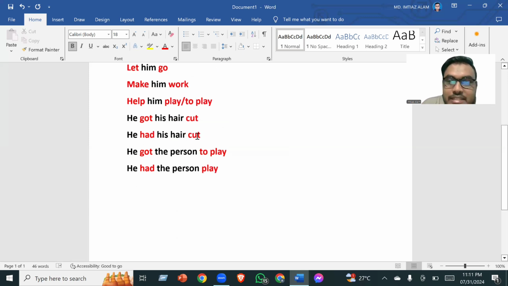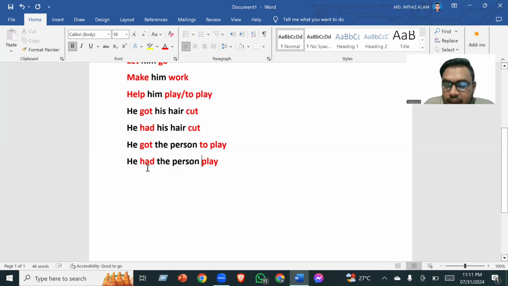Now coming to get and have. When you see get and have being the causative verbs, then if after get and have there are lifeless things or non-human things, the next verb will be transformed as past participle. And when you see get and have, and after them you see human type words or human examples, then the next verb will be transformed as follows. When you see got, the next verb will be to plus base. And when you see have, the next verb will be base form.